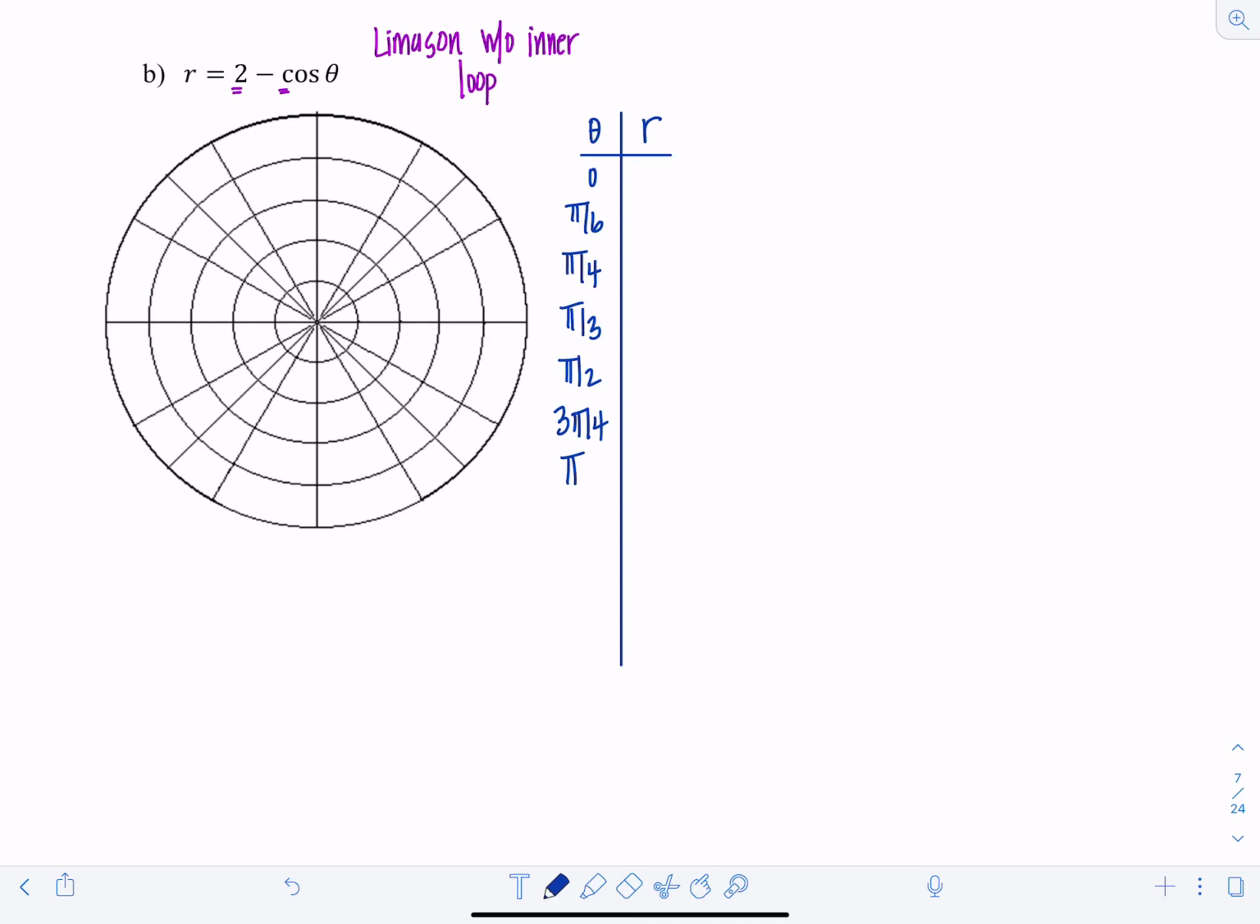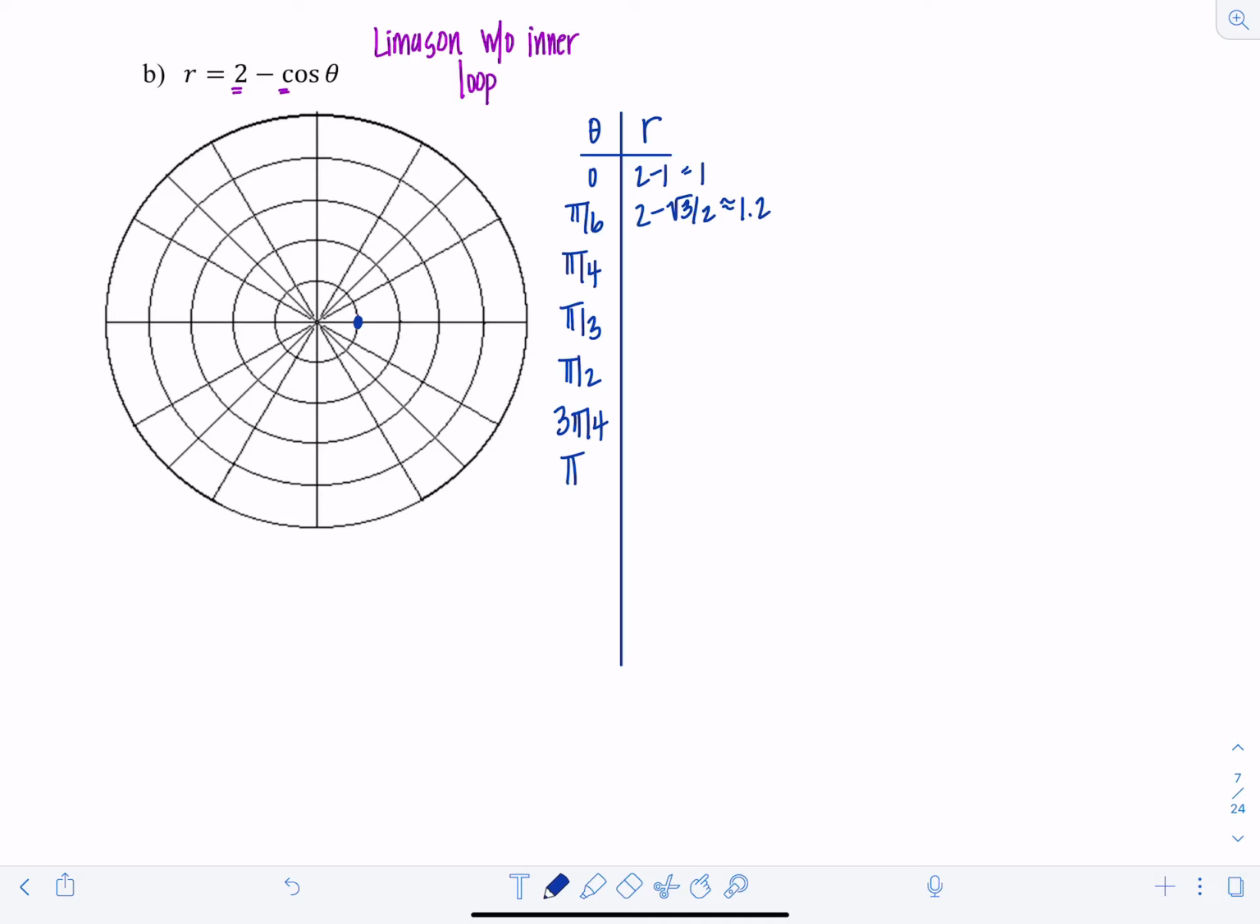So at 0, we're going to have 2 minus cosine of 0, which is going to be 1. So 2 minus 1, that's 1. So 0 is 1. At pi over 6, I'm going to have 2 minus rad 3 over 2. So rad 3 is about 1.7. If I divide it by 2, it's 0.85. So 2 minus 0.85 is going to be 1.15, so let's just say about 1.2. All right, good, let's keep going.